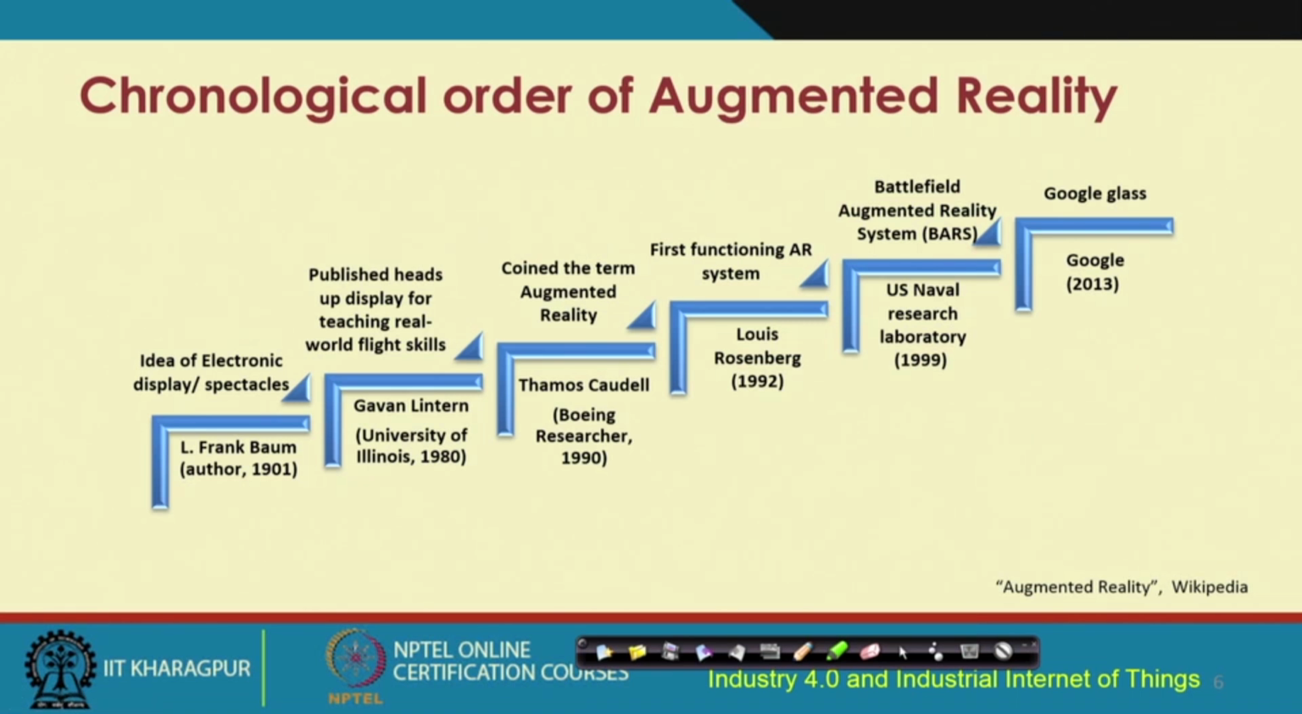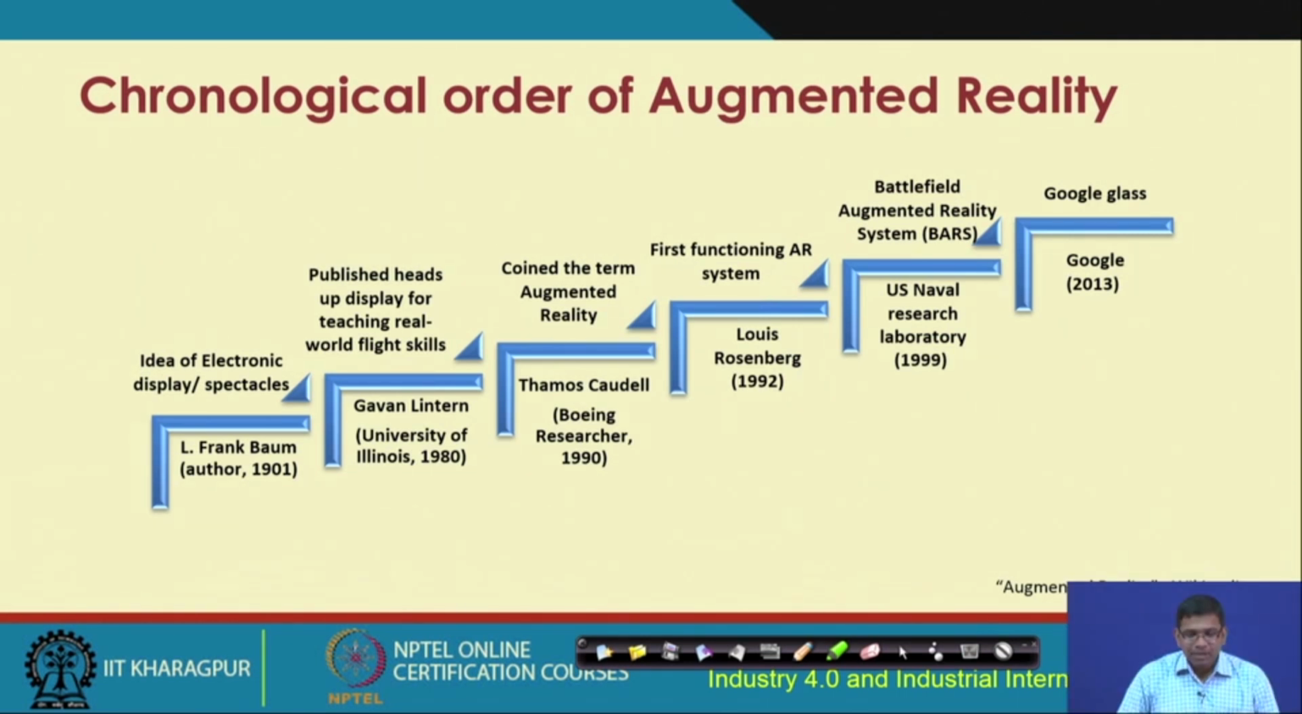So, let us now go through the history a bit. AR has become very popular in recent times, but it has been there for a long time, starting from the early 1900s. In 1901, the idea of electronic displays and spectacles came into being. Frank Baum basically proposed this kind of idea. In the 1980s, heads up displays for teaching real world flight skills were published, and these publications were made available by Lintern.